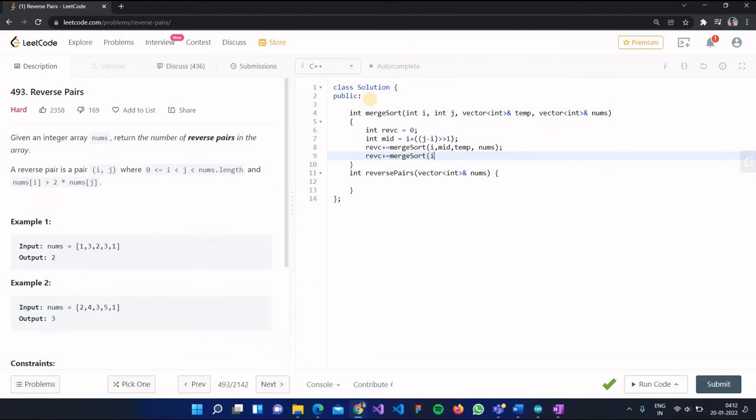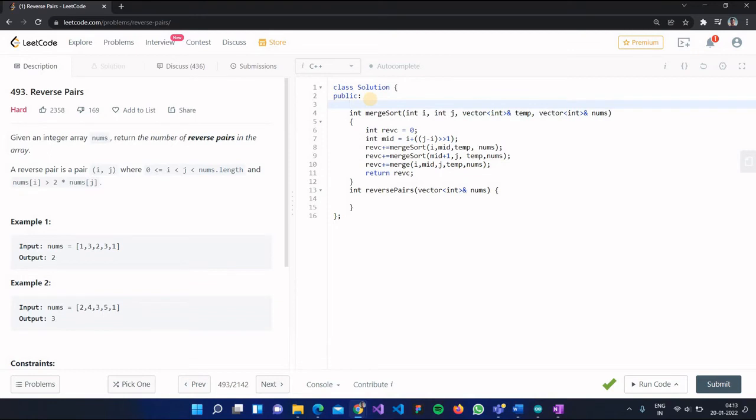That is mid plus 1. Now we covered the section from I to mid. Now we're going to move from mid plus 1 to j. That is, j is our higher, the end of the section that we're passing to this merge sort function. The last thing that we're going to do is merging. We also have to have a function that merges both the sections in a sorted fashion. So we're going to be passing I, mid, j, temp and nums. Perfect. And ultimately we're going to return the total reverse count that we have gathered.